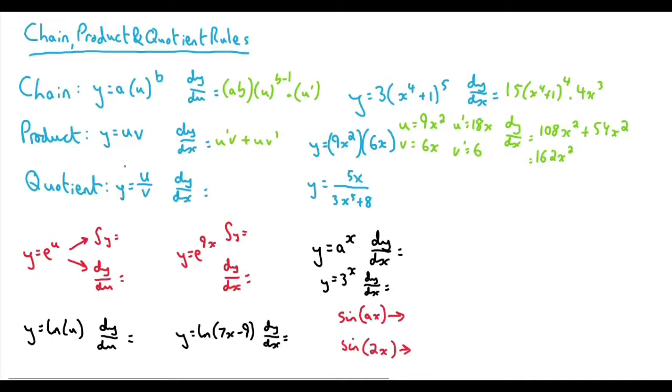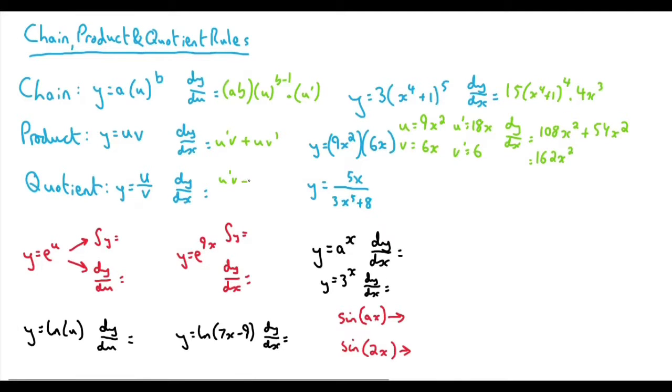Lastly, then, in terms of these three main rules, the quotient: instead of timesing this time, this is where your x terms are divided. In this event, start again with u dash v, but now we're minus uv dash, and that's also going to be over v squared.